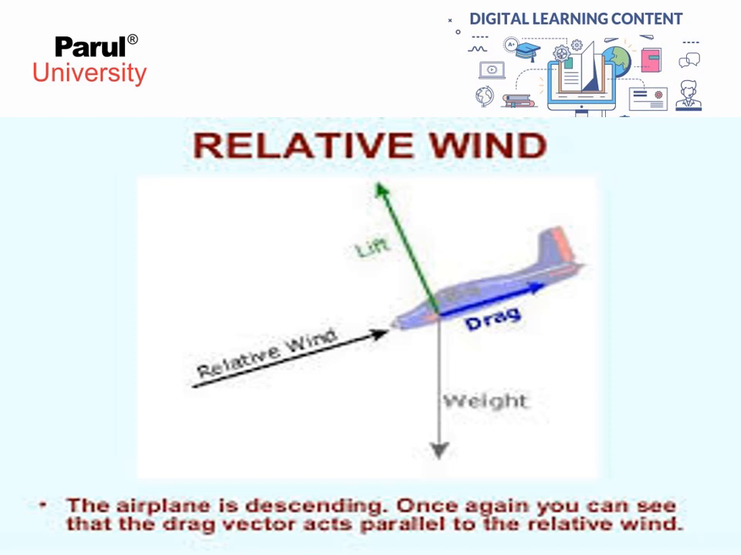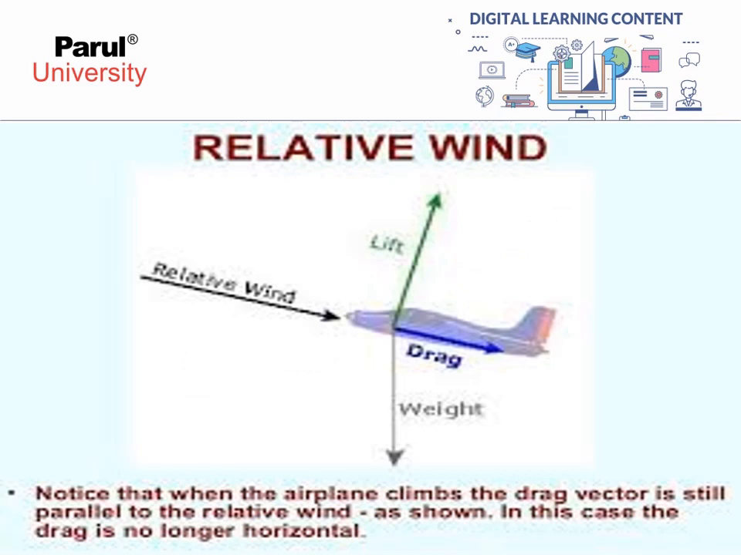Now the aeroplane is descending. Once again, we can see that the drag vector acts parallel to the relative wind. Notice that when the aeroplane climbs, the drag vector is still parallel to the relative wind as shown. In this case, the drag is no longer horizontal.